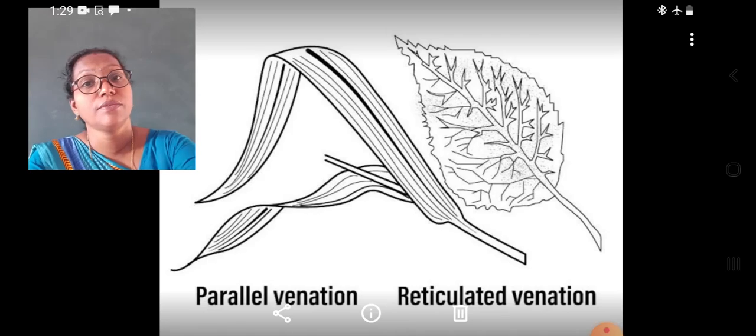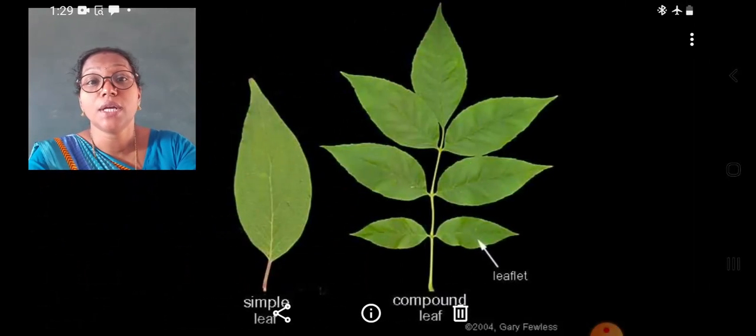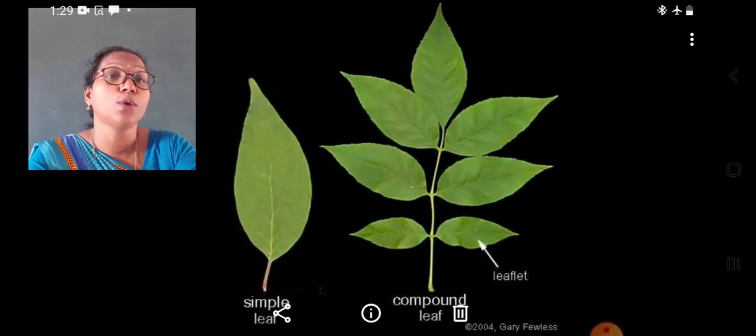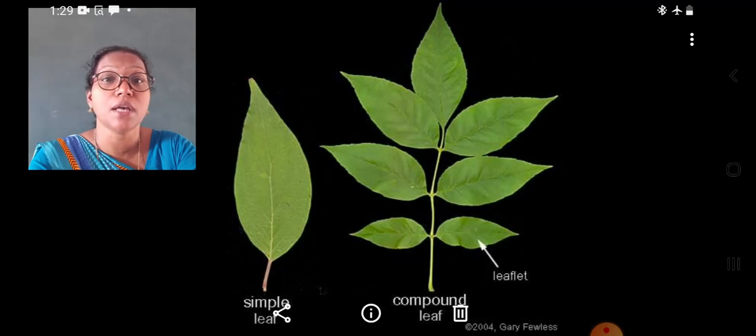Now students, we want to learn about a simple leaf and a compound leaf. In the simple leaf, a stalk is directly attached to the node on the stem, and it has a single lamina with a midrib. The leaves such as the peepal, hibiscus, mango, all these are simple leaves.